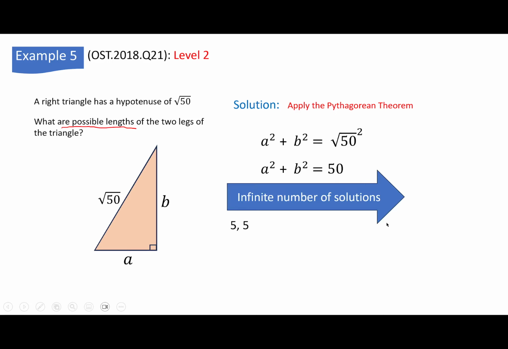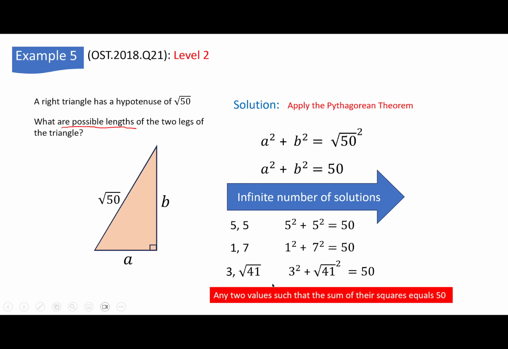So pick the easiest possible answer, which is 5 and 5. Because 5 squared is 25 and 5 squared is 25. 25 plus 25 is 50. Or you can have 1 and 7. That works. You can have 3 and square root of 41. So in fact, there's an infinite number of solutions.